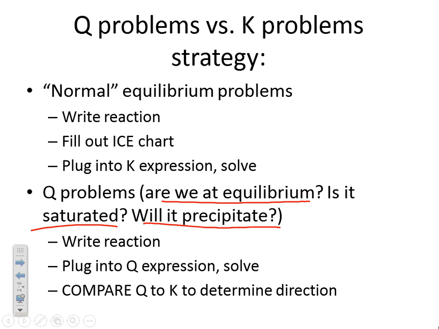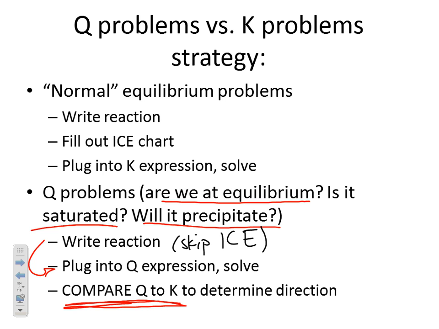There are also 3 steps. And the first step is the exact same thing, write a reaction. But instead of using the ICE chart, you actually skip the ICE chart, because we don't know if we're at equilibrium. That's kind of the whole point. You go directly into the expression. So you write the reaction and then you write the expression, and then you plug in, because you're probably going to be given enough numbers, and you solve for the value of Q, and then this last bit is where you're going to be answering the question.